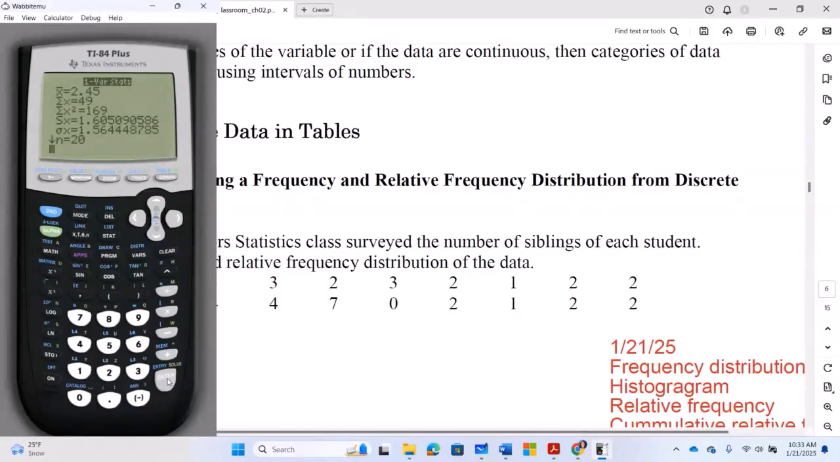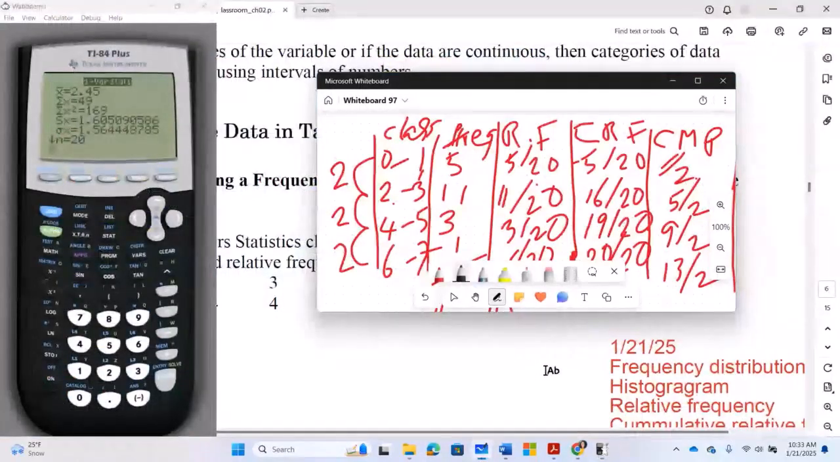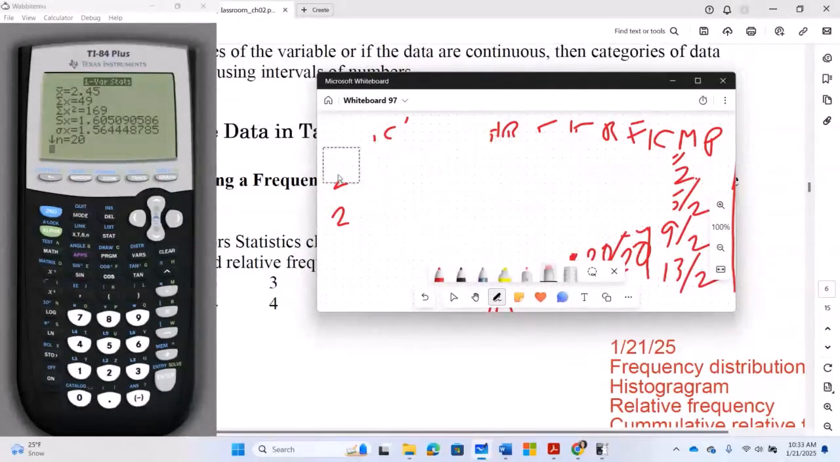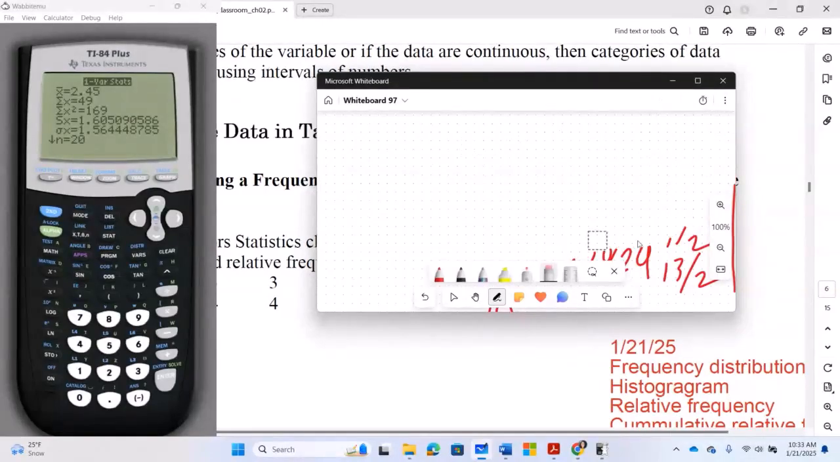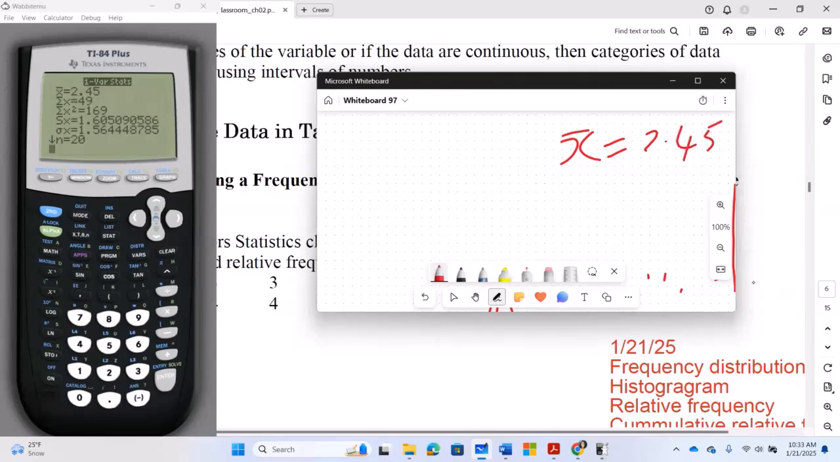So it tells me that the mean of this data is 2.45. I'm pulling up my whiteboard again, and I'm going to clean it so I have space. I found the mean. The mean of the data is 2.45. And this data, I'm not told whether it's population or sample, so I'm going to assume it's sample. 2.45 is the mean.